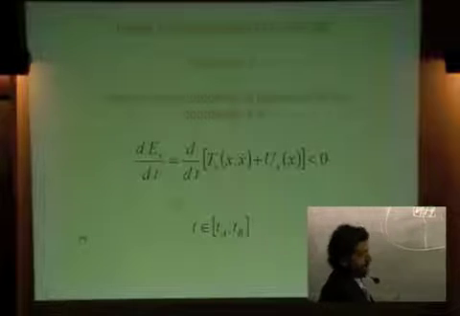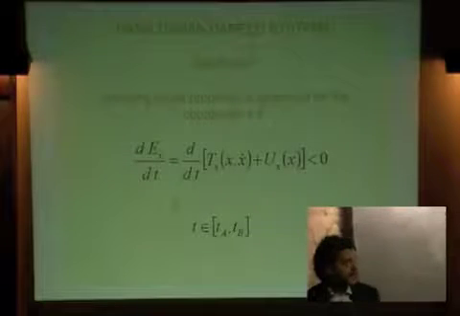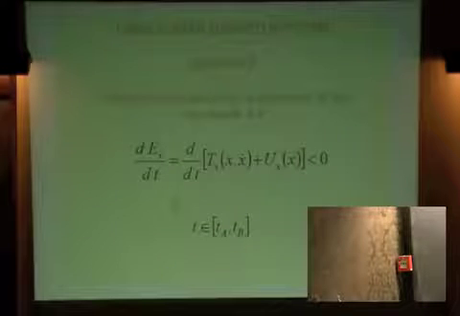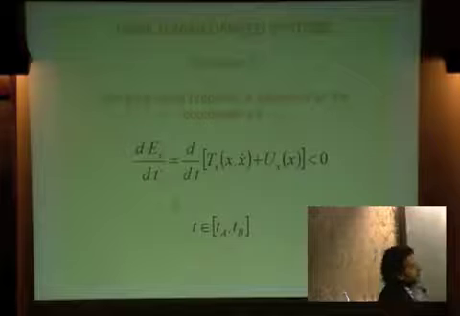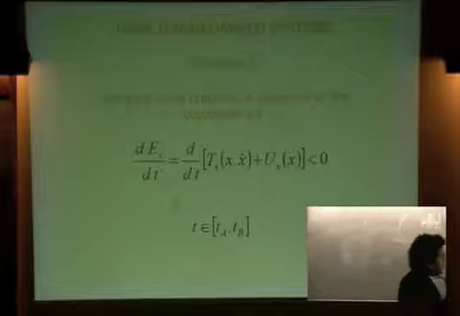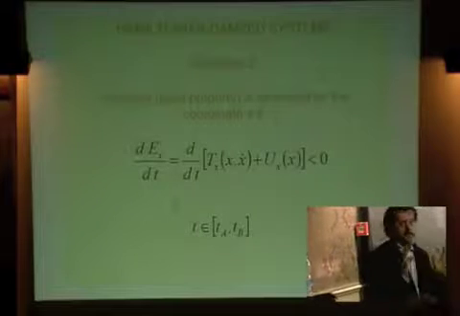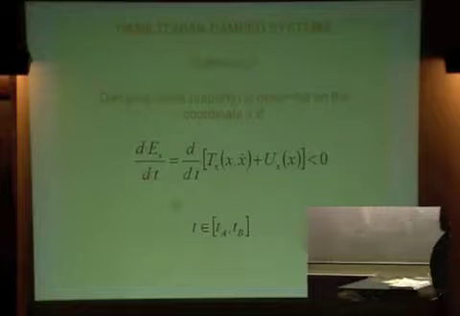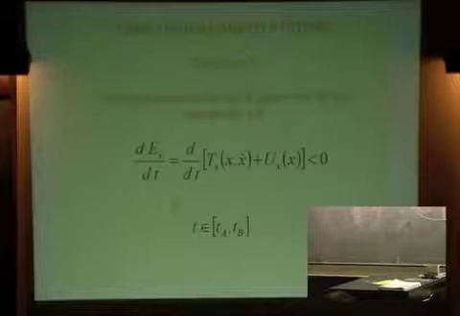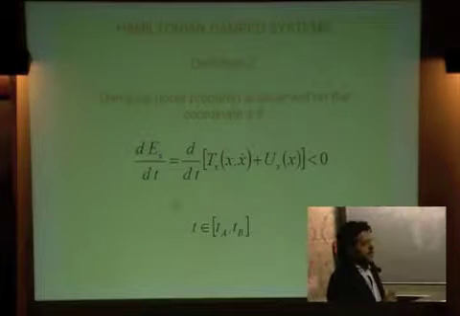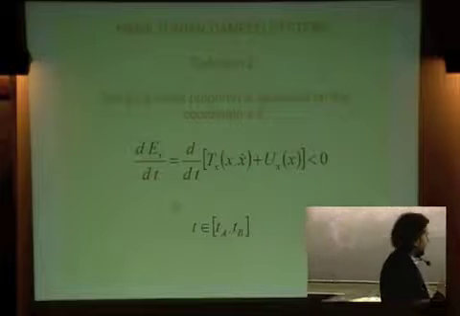Definition 2, damping, which is indeed a local property, so it is not related to the collective motion. We say that damping is observed if one of the coordinates has an energy that is decreasing within a particular time interval. So we require that for a time interval, T(A), T(B), the local energy decreases. Within this interval, we say that we are observing damping.